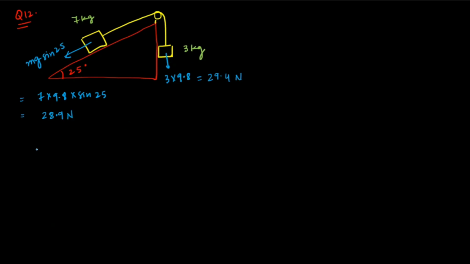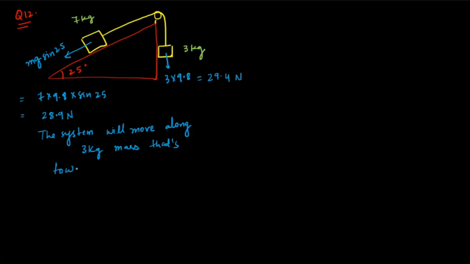So what will happen here is the system will move along the 3 kg mass. This is because of the angle at which they are placed. Because of the angle, the component of gravity has reduced the force acting drastically. The system will move along the 3 kg mass. That's towards the right.